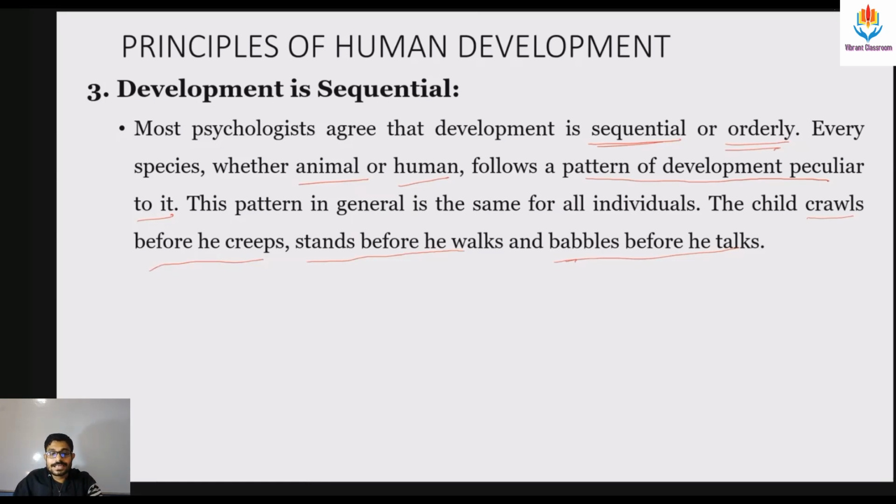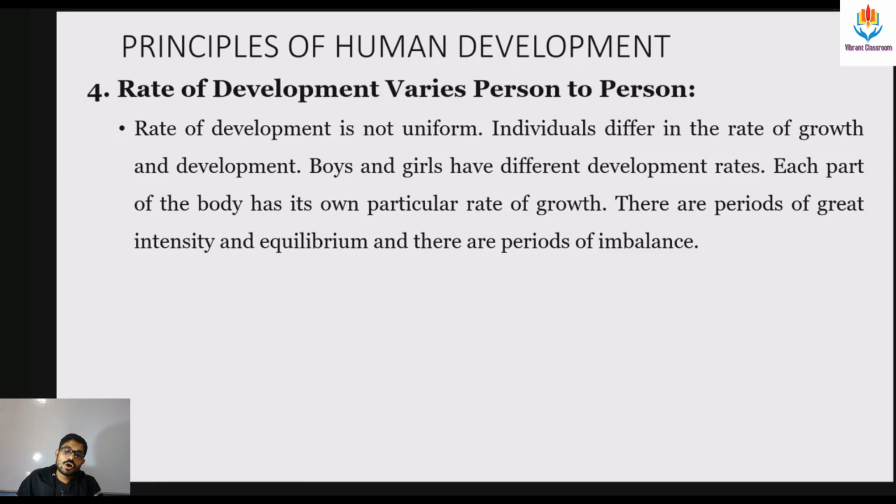Then next, the third principle of development: the rate of development varies from person to person. As we know, we are all different in different aspects. That is the concept of individual differences. In our next session we will discuss individual differences. Individual differences is a concept where all individuals are different in different respects.